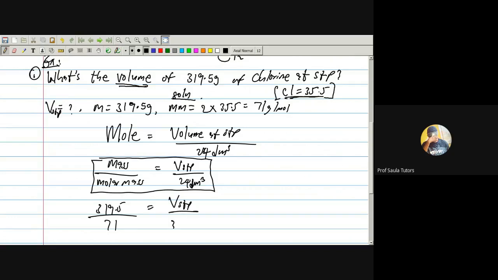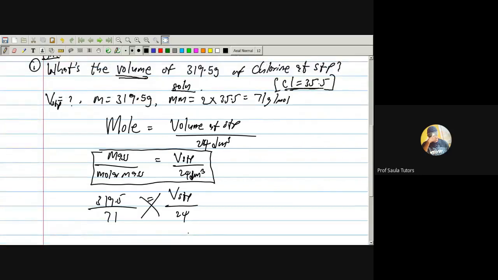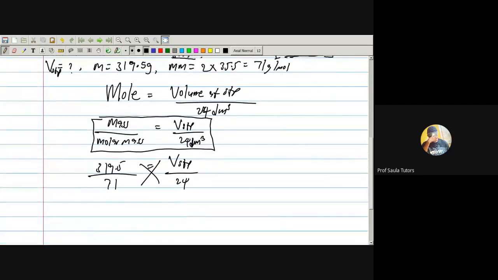Divided by 24 dm cubed. Sorry, that's a mistake, it is 24 dm cubed. So let's cross multiply. What do we have? We have 71 times volume at STP equal 319.5 times 24. To find volume at STP, divide both sides by 71. So punch your calculator. What do you get here?